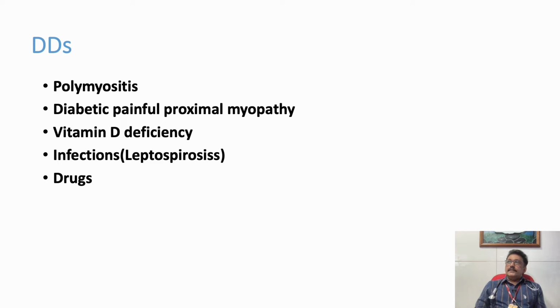Now, we have already discussed the differential diagnosis for polymyositis and dermatomyositis. Polymyositis as such is mainly classified into three important groups: immune mediated, drug mediated, or infection mediated polymyositis. Then diabetic painful proximal myopathy. Normally what you see in diabetic proximal myopathy is painless and a chronic process. Patient will have proximal muscle weakness. But in some patients with high, uncontrolled blood sugars, they can have asymmetrical proximal myopathy.